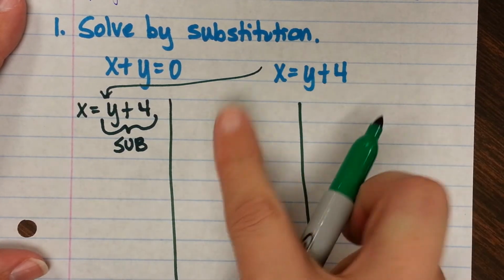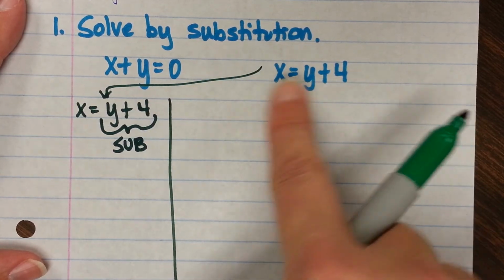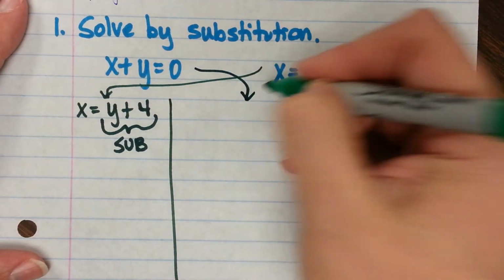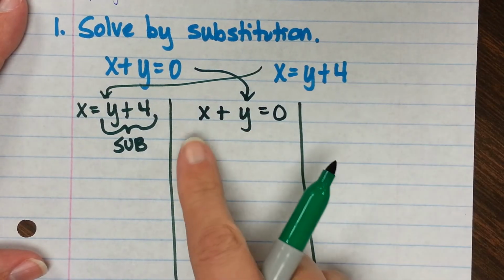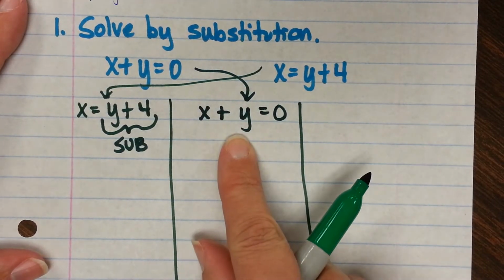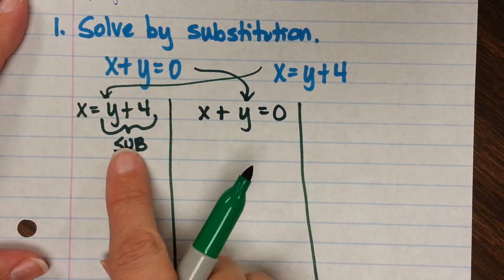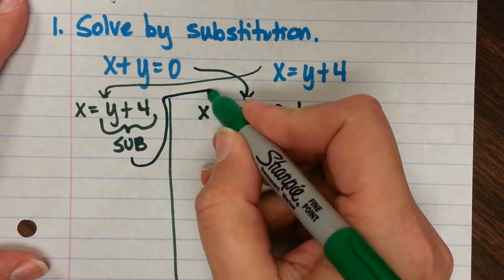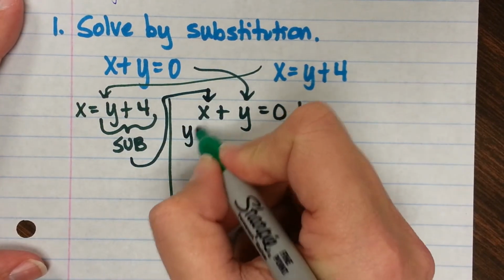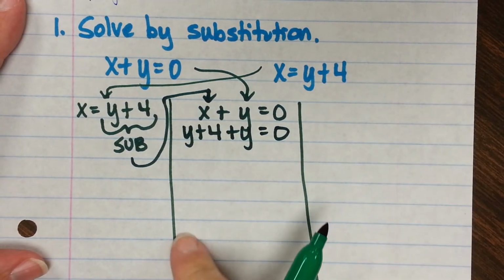Now that I've found the sub, I go to the second column. Whichever equation I didn't use in the first column, I use in the second one. So I'm going to start with x plus y equals 0. Now currently I have an x and a y in here, so it's very difficult to solve. But since I know x is sub, I can substitute in y plus 4 in place of x. So that's what we do next. We put in y plus 4 plus y equals 0.